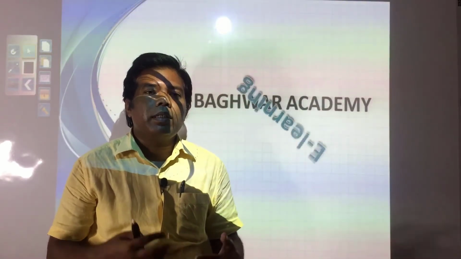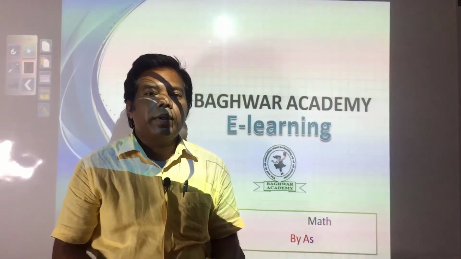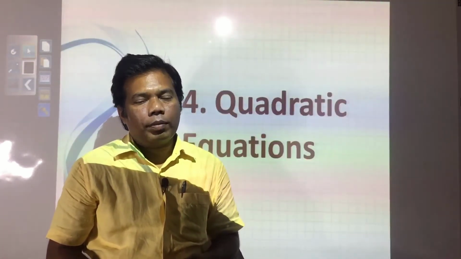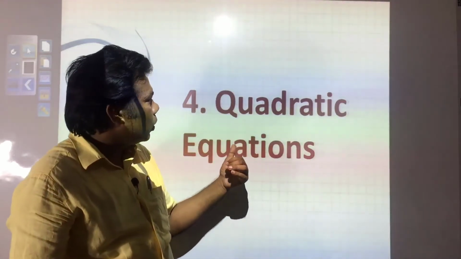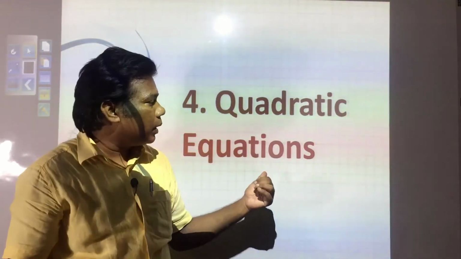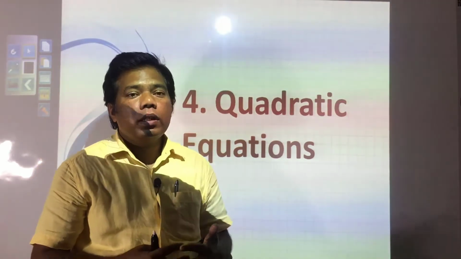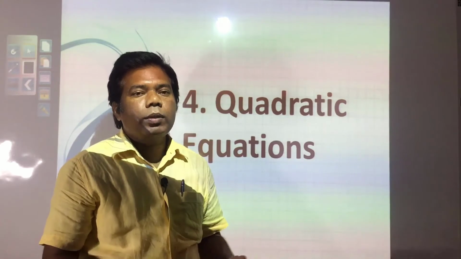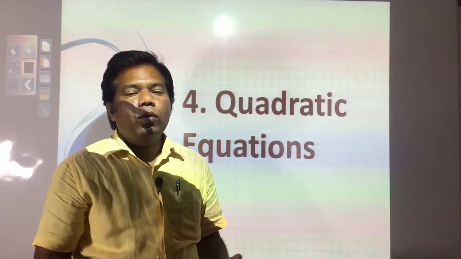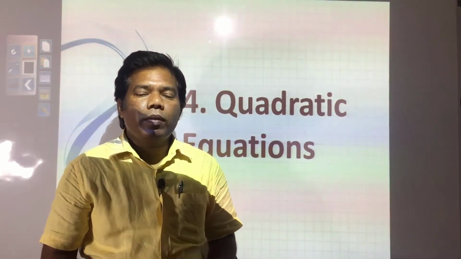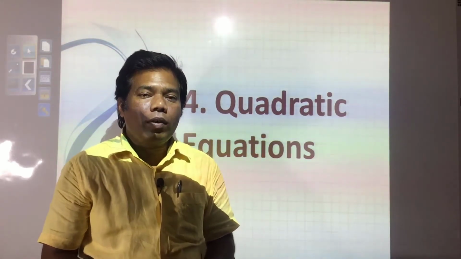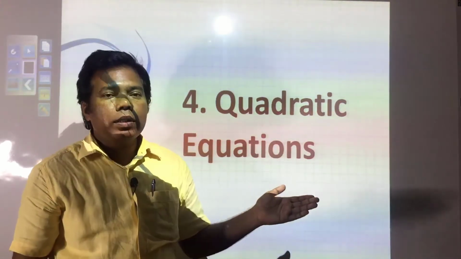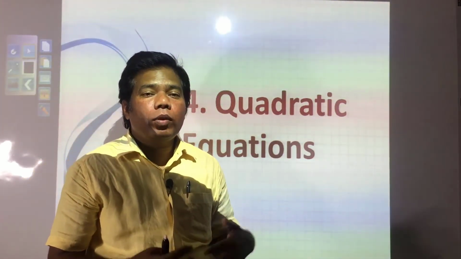As we have completed real numbers, polynomials and pair of linear equations in two variables, three chapters already, this is the fourth chapter we are going to start. But before starting, as most of the questions from each exercise have been solved, I hope you must have completed each and every question from each and every exercise. If you have not completed, just complete that, then start your quadratic equations.